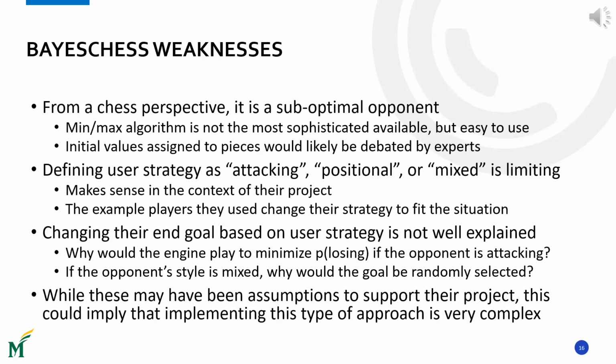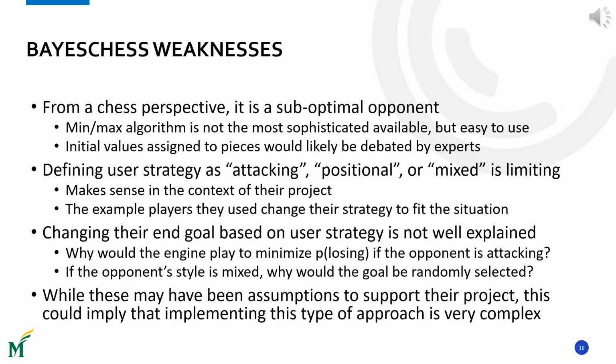Well, I do think the creators of this system accomplished almost everything they set out to do. There are a number of notable weaknesses about the BayesChess system that should be discussed. From a chess perspective, right out of the gate, the min-max algorithm is a suboptimal chess engine, and it's not used by some of the best engines that are out there today. It was a really good fit for this particular drill because it matches well with the Bayesian network approach, and it made it easy for them to conduct their analysis.